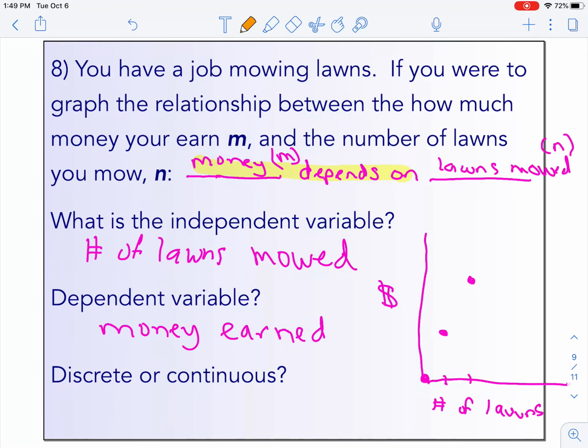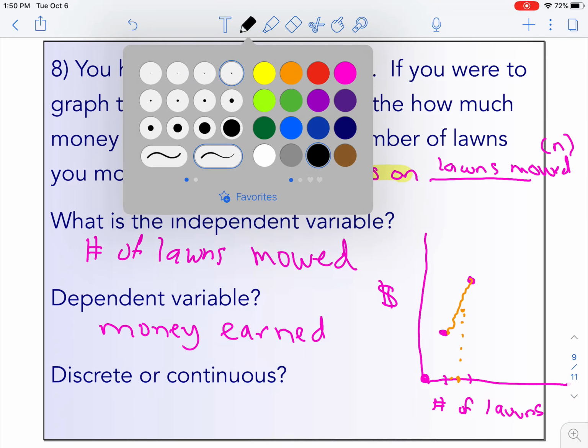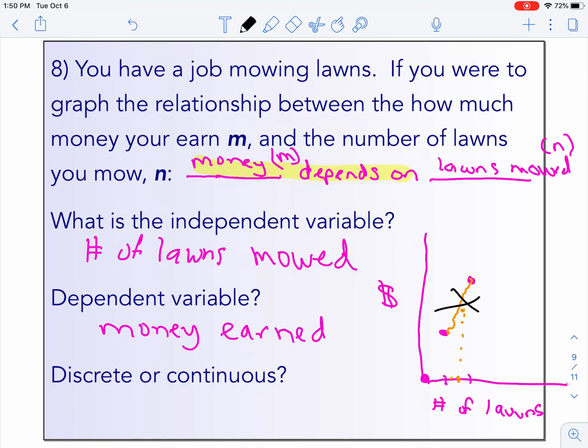But let me ask you this. Can you mow 1.5 lawns and make a different amount of money? Now, sometimes that's up for interpretation. Can you mow 1.1 lawns? Can you stop halfway through and then you're still going to get paid part of it? I doubt it. Okay? So that means that since you cannot connect these points right here, because that would mean you could mow part of a lawn and get a different amount of money, that's not true. Okay? We can't connect that in between.